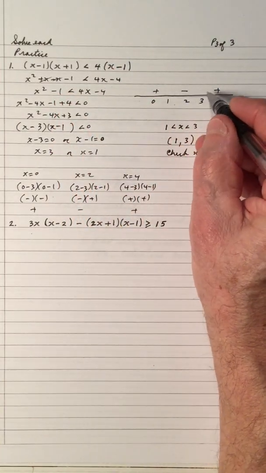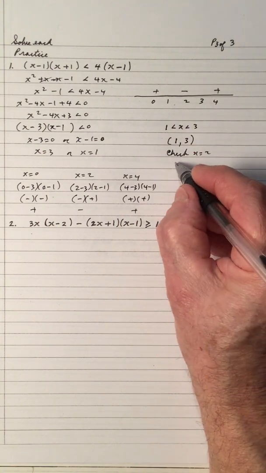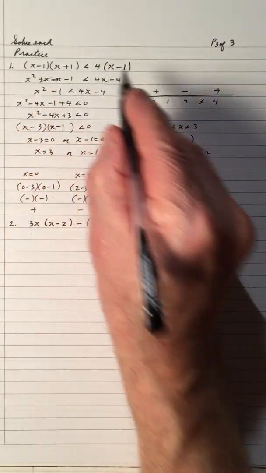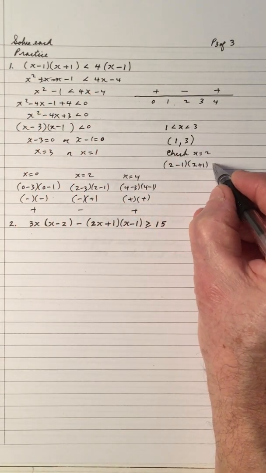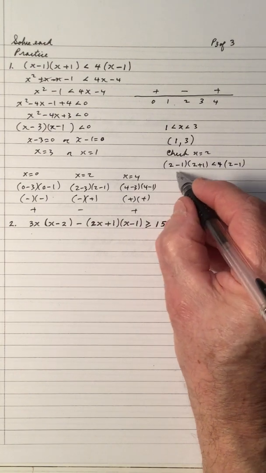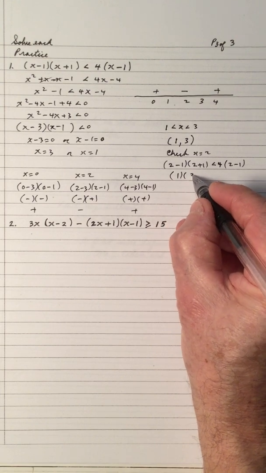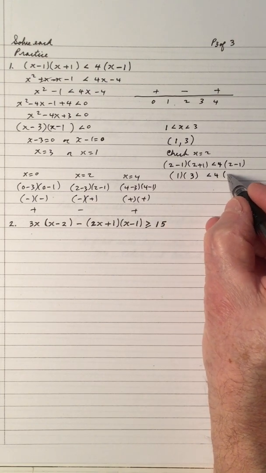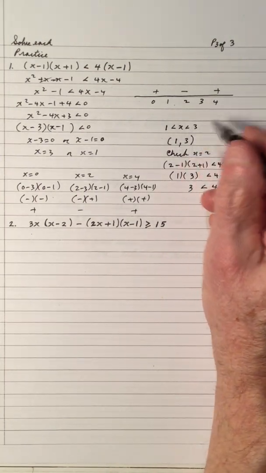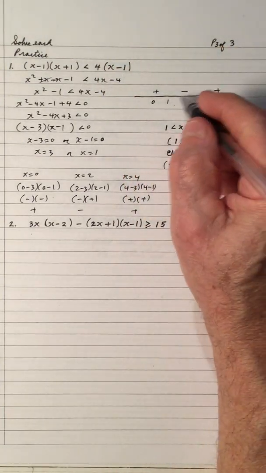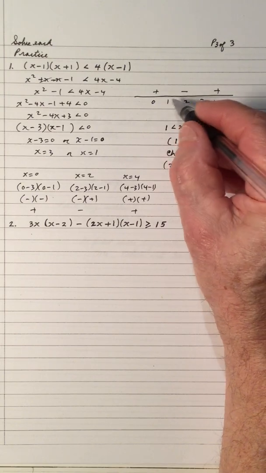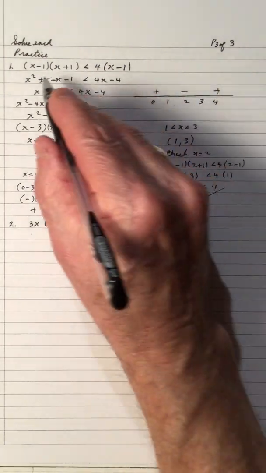Because if it's not in between, it must be on the outsides. So let's put the 2 in the main inequality. So I'm putting 2 into the x here. So I take my time. I'm putting 2 in for x. And I have to work it out, so I'll do the brackets. 1, 3, 4, 1. 3 less than 4. True. So again, the interval is okay. So what I'm saying is that it has to be between 1 and 3. So all numbers between 1 and 3 will make this inequality true.